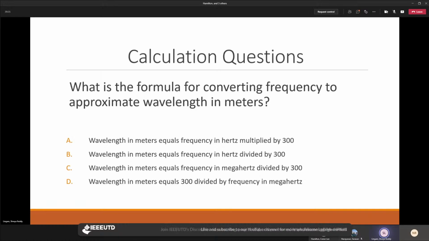Okay, for the last calculation question, it reads, what is the formula for converting frequency to approximate wavelength in meters? A, wavelength in meters equals frequency in hertz multiplied by 300. B, wavelength in meters equals frequency in hertz divided by 300. C, wavelength in meters equals frequency in megahertz divided by 300. Or D, wavelength in meters equals 300 divided by frequency in megahertz. I'll give everyone 15 seconds.